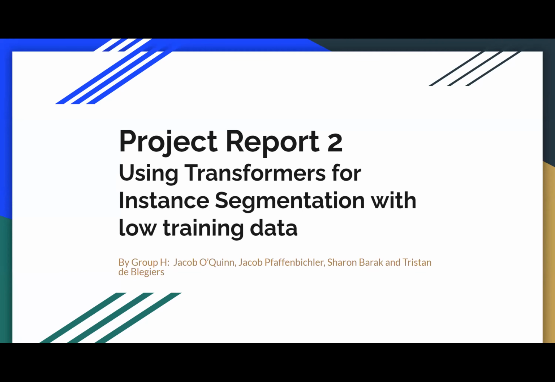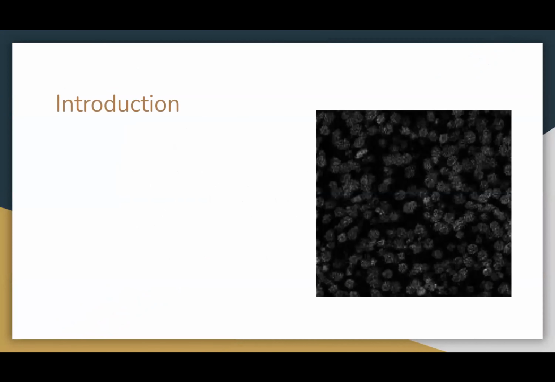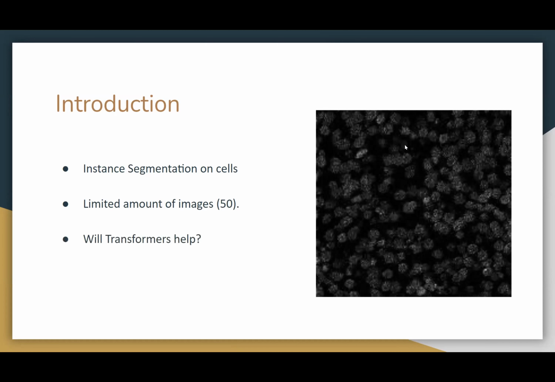Yeah. Okay. Hello, this is Group H, and we're going to be doing our presentation on using transformers for instance segmentation with low training data. To briefly overview our project once again, because it's been a while, we're going to be running instance segmentation on these cells, as you can see in this image right here. We have a limited data set, hence the low training data, only 50 images. And the main question we want to ask is, will transformers help improve the accuracy? Because there's already been some testing on training this data with Mask R-CNN.